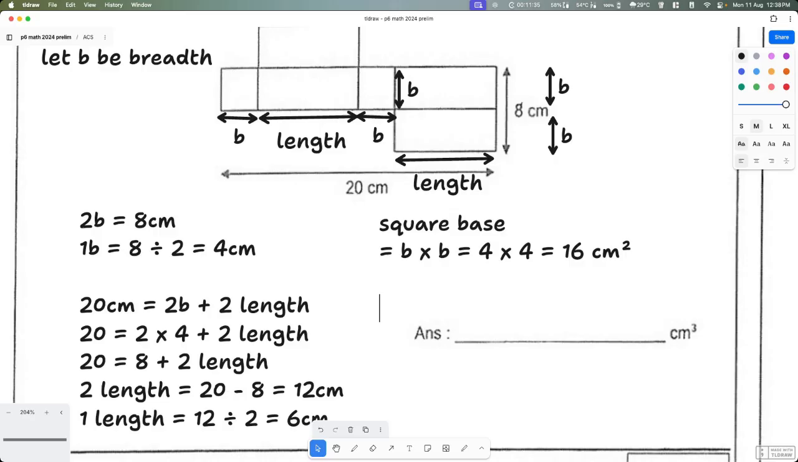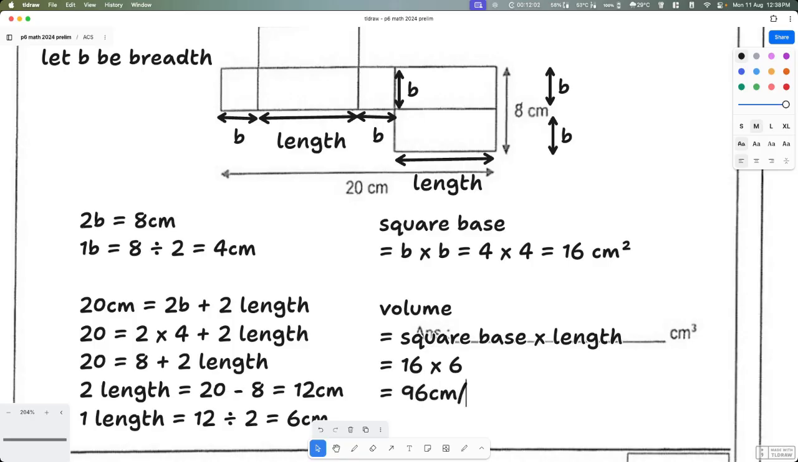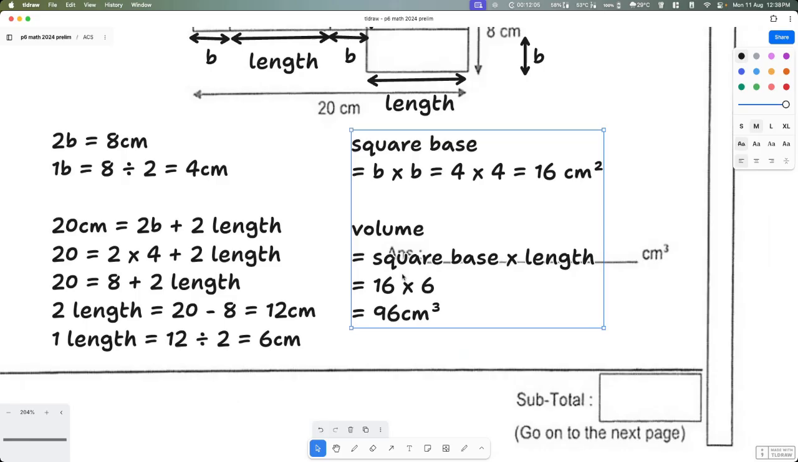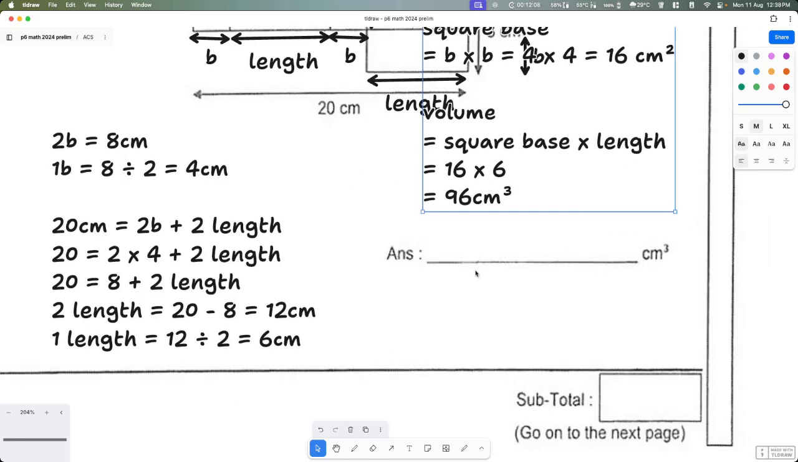So volume is equal to square base times, in this case, length as well, which is equal to 16 times, what is the length, it is 6. This will then become 96 centimeter cube over here. So there you go, that's the answer. So the answer to this is 96 centimeter cube. Right. Okay, let's move on to the next question.